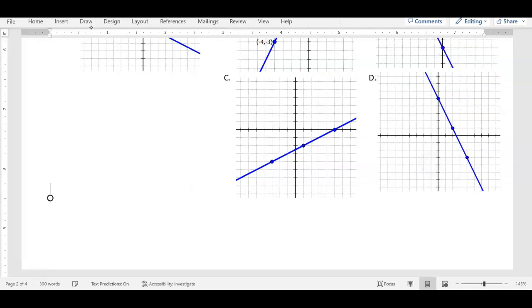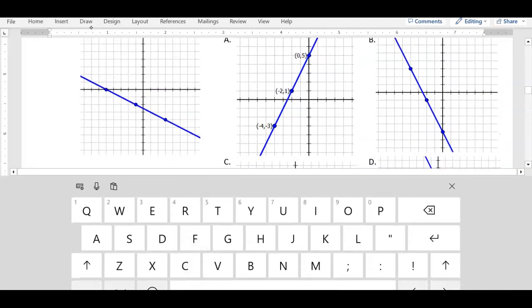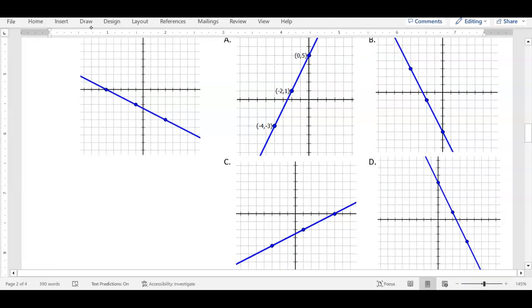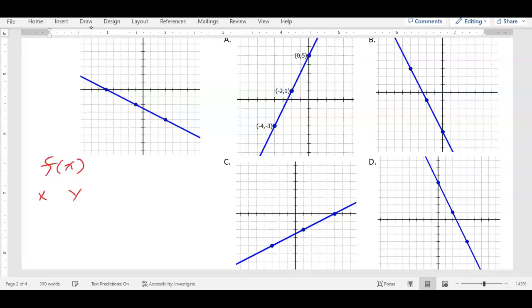So when I have graphs, I want to take the original graph, f of x. Let's get some points. This point is negative 5, 0. This point is negative 1, negative 2. And this point over here is 3, negative 4. So one of these other graphs has to have the inverse function, and all you do is switch x and y.